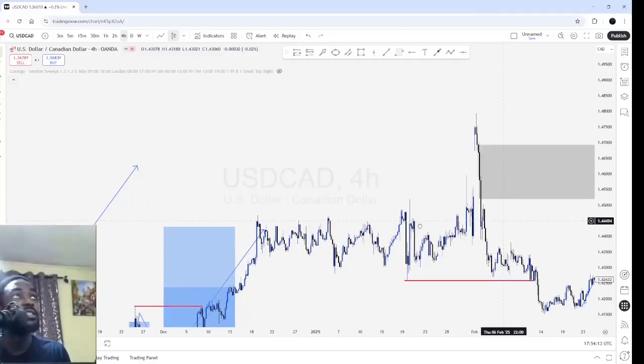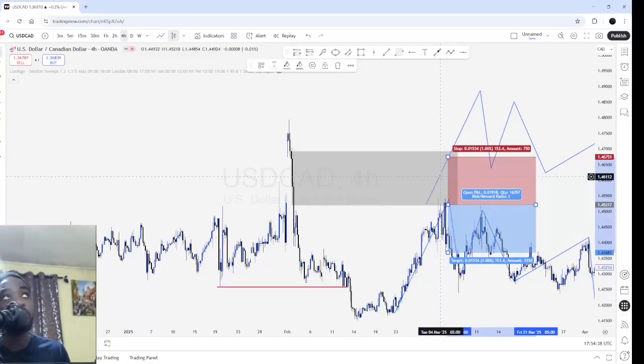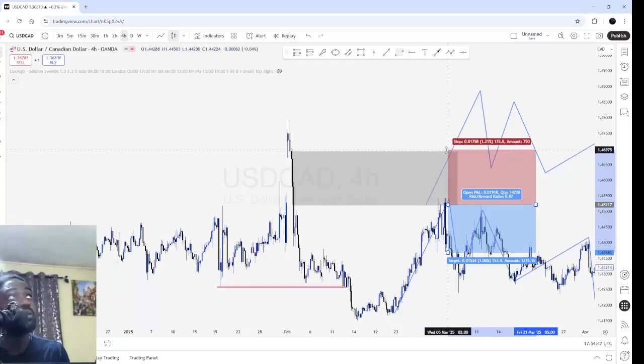The same applies to this side. We had a correction, price coming down here, breaking the structure. After breaking the structure, now we know that this zone is valid. So now we'll put our measuring tool here, because this time around we are going down.